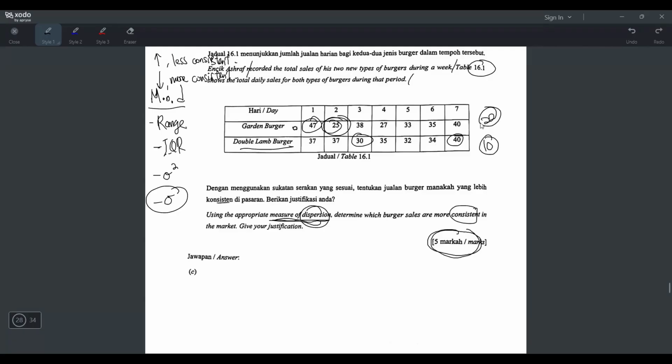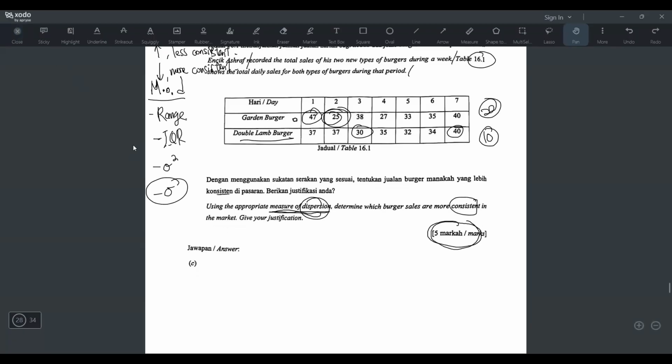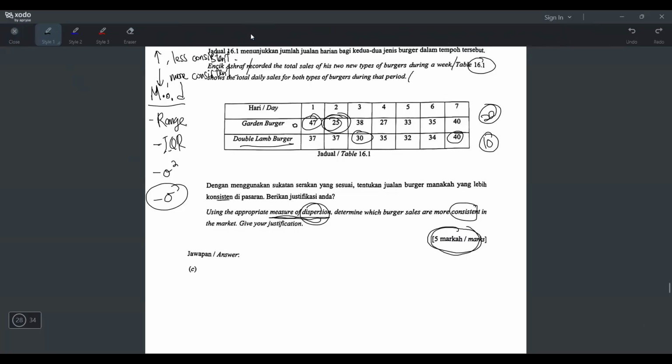They will not be satisfied with that because your working will be very little. When you find range, you just take this minus this, and that's it. So I think you have to find the standard deviation. But believe me, even if you do standard deviation, you will end up with the same answer. You will get double lamb burger also. But in order to get full marks, we have to show them the working, right? So I think I will use standard deviation.